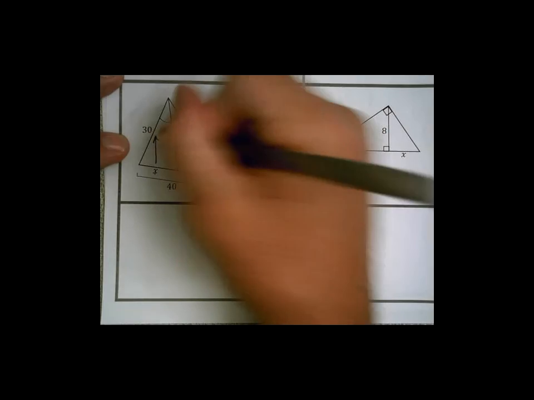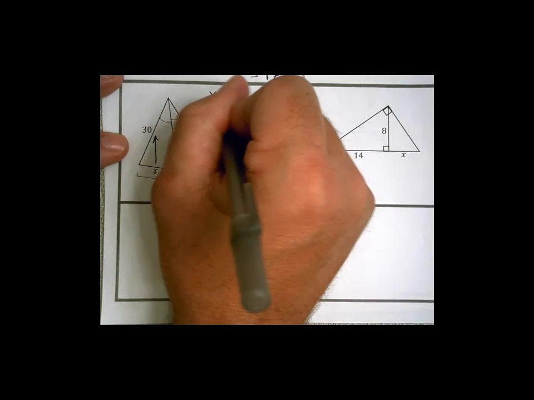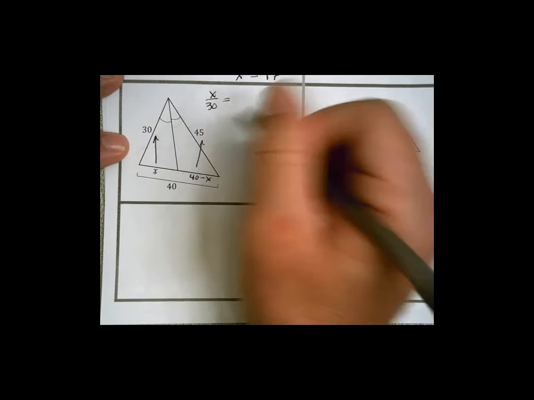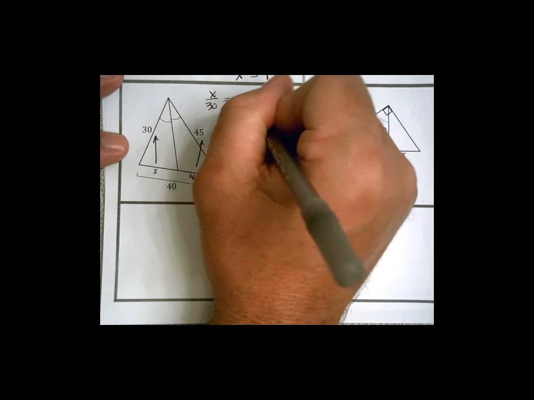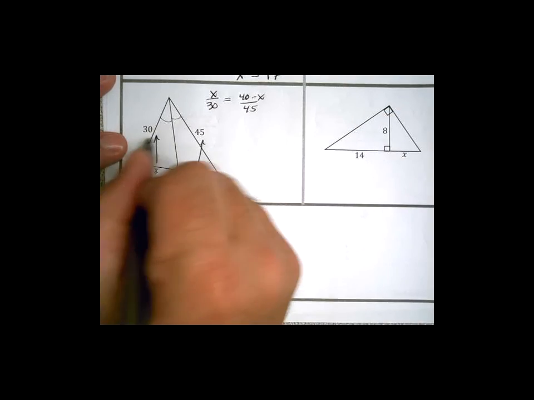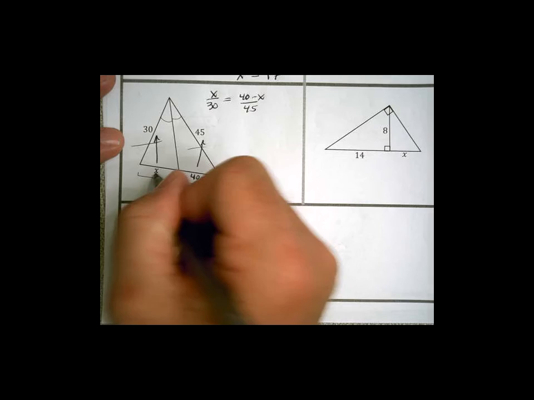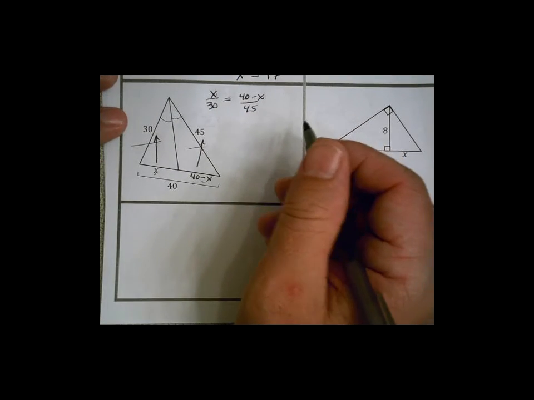All right, so I like to put my x first. So x over 30 equals 40 minus x over 45. Now, some of you might have just rather put lines there and went 30 over x equals 45 over 40 minus x. Same thing, it's just flipped over.